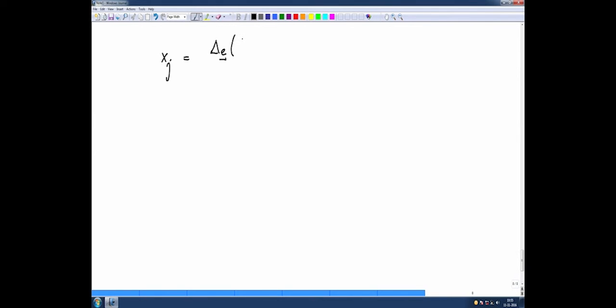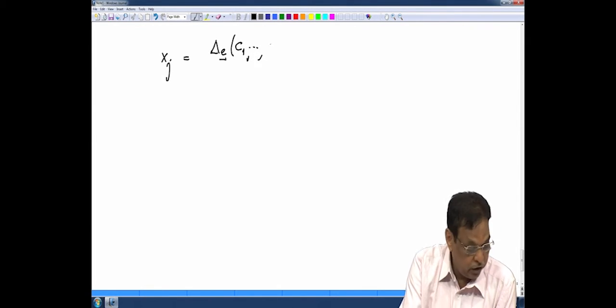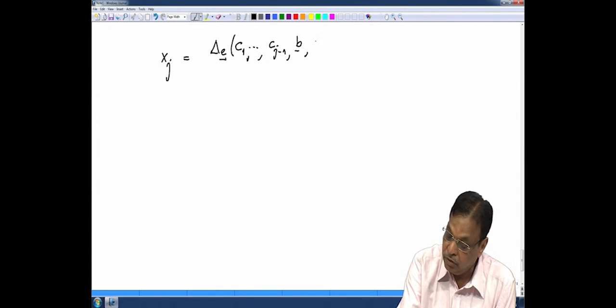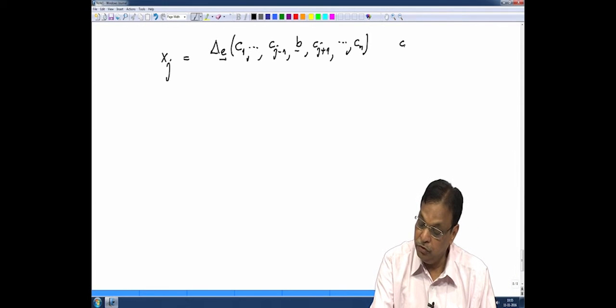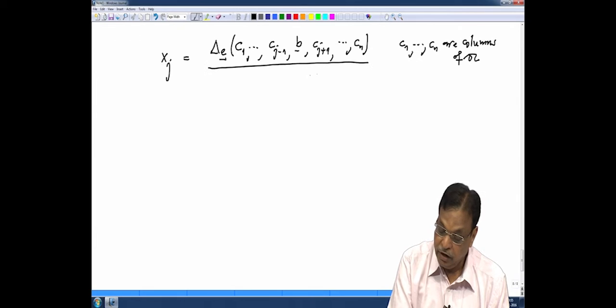do not change. Now, I will use C1, C2, Cn for the columns of A. So, C1, Cj minus 1 and then B, the vector on the right side, Cj plus 1, Cn. So, remember here C1 to Cn are columns of the coefficient matrix A. This is determinant of that and divided by determinant of A.